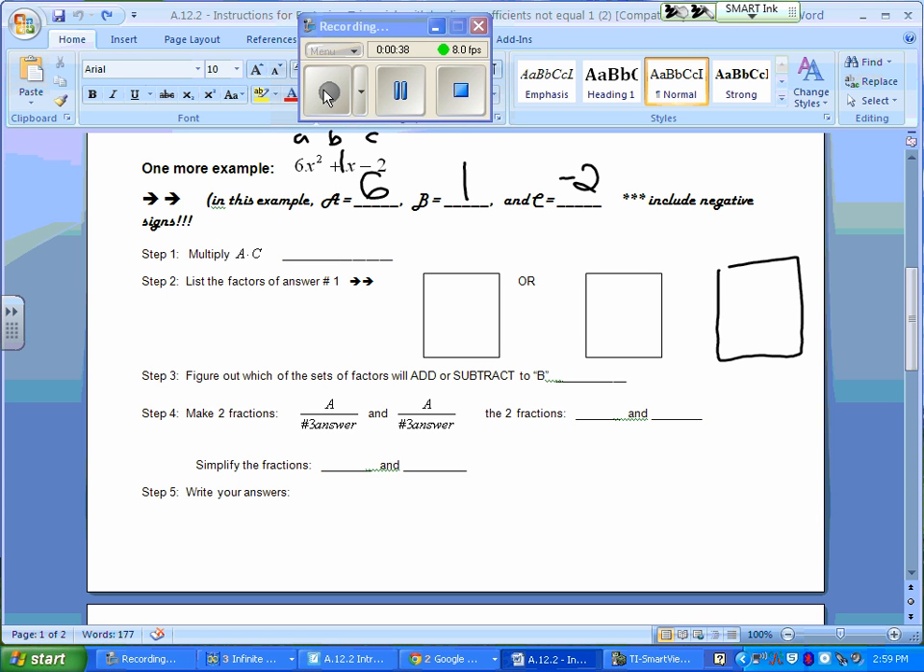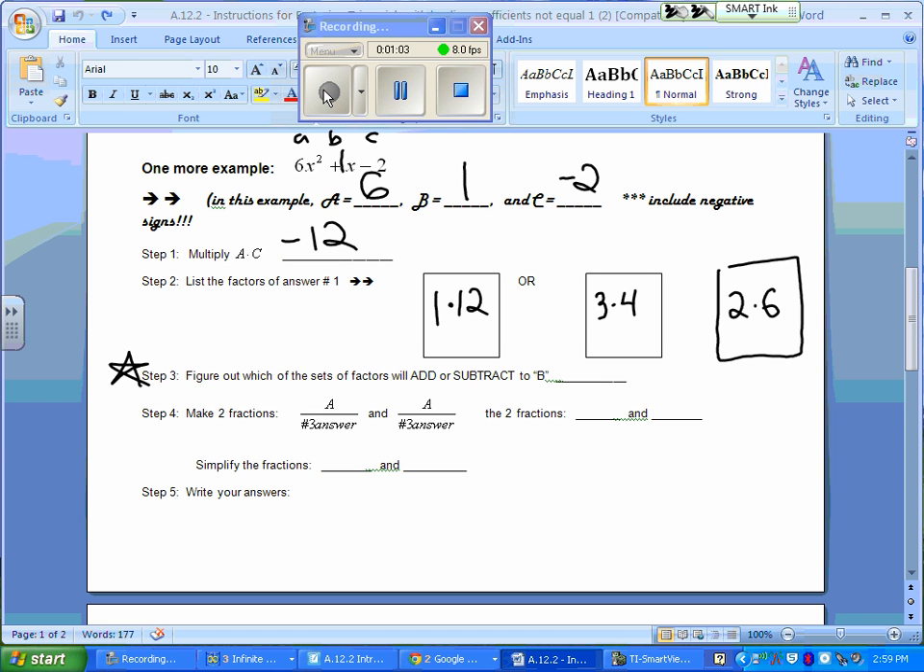Step number 1 is multiply A and C. 6 times negative 2 is negative 12. List the factors of that answer. We have 3 factor pairs of 12. We're going to ignore the negative for now, and we'll deal with the negative when we get to step number 3. But the 3 factor pairs of 12 are 1 and 12, 3 and 4, and 2 and 6. One of these we'll be using.